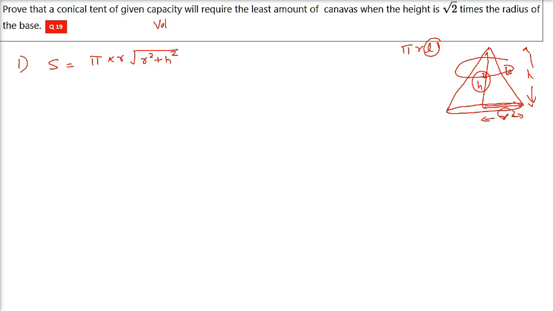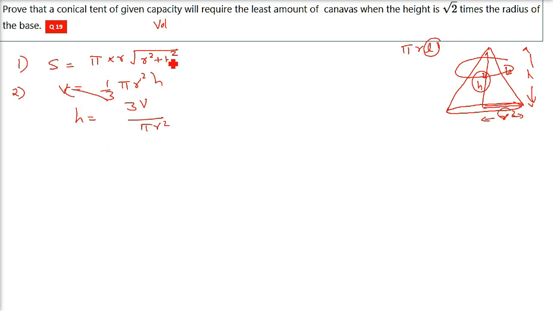You already know it in your previous classes because we have already done mensuration quite a lot. Next thing that comes in this question is the capacity. Capacity is the volume. Volume is 1 by 3 pi r square h. When we take the cone, what is h? The h in terms of v is 3v by pi r square. Now we already have h.